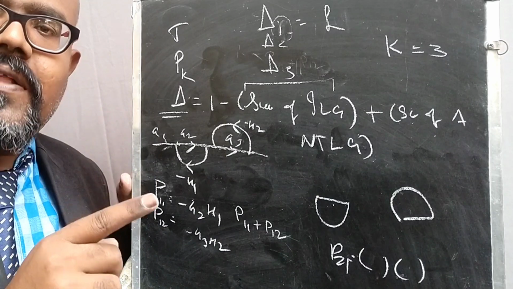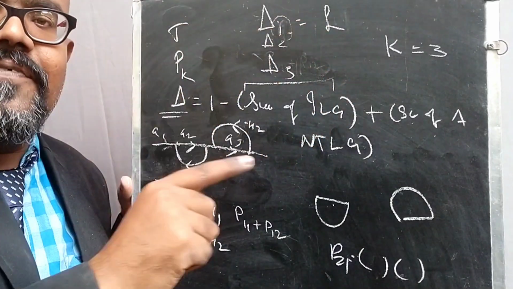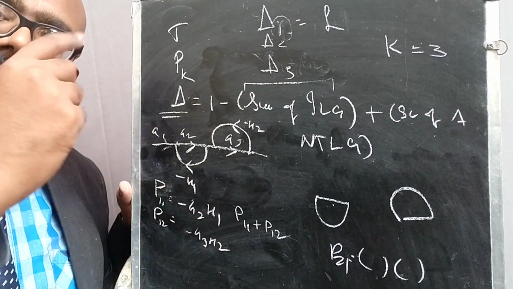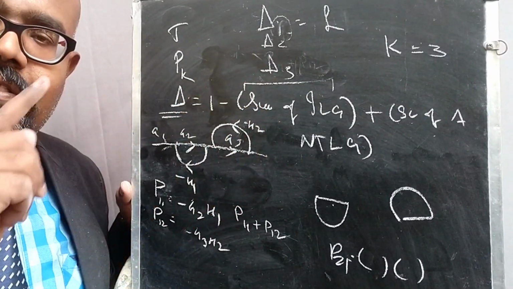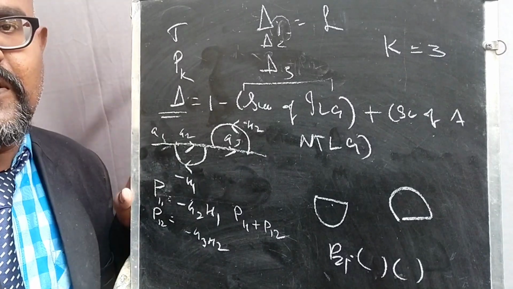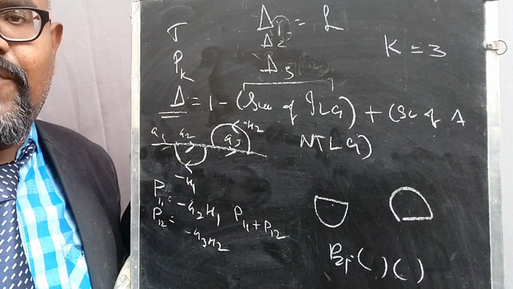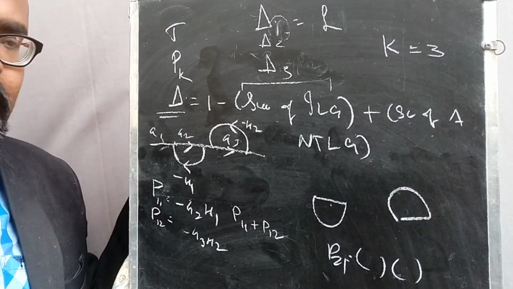That first forward path, the loop that is not touching the first forward path, is nothing but del 1. Del 2 is the loop that is not touching the second forward path. Del 3 is the loop that is not touching the third forward path. Please remember, once you go for the summation, these steps are very comfortable for you.